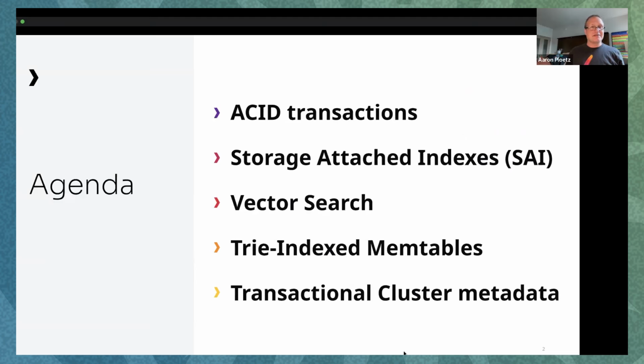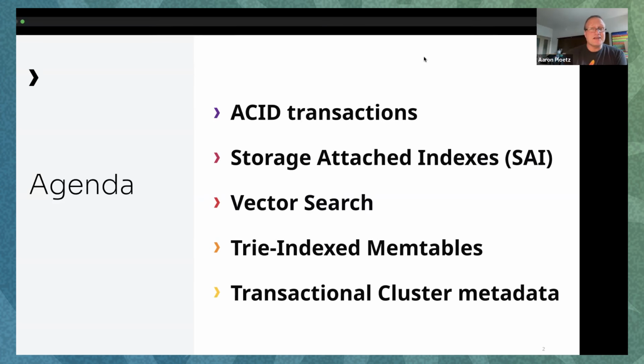Again, here's a list of them, and this is just some of them. There are so many CEPs that have made it in, but we're going to be going through ACID transactions and storage attached indexes. That's another important one. As well as vector search. That is probably one of the more popular ones in terms of what's been going on lately in the Cassandra community or database community at large.